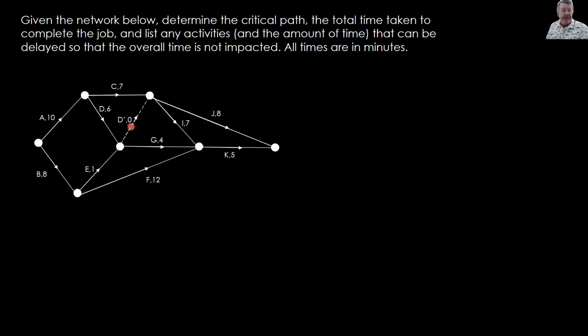All right, first thing, let's analyze this. Given the network below, determine the critical path and the total time taken to complete the job, and list any activities and the amount of time that can be delayed, so float time, so that the overall time is not impacted. All times are in minutes. So where do we start? First thing we do, forward scanning. Let's draw our boxes. Here they come on every vertex.